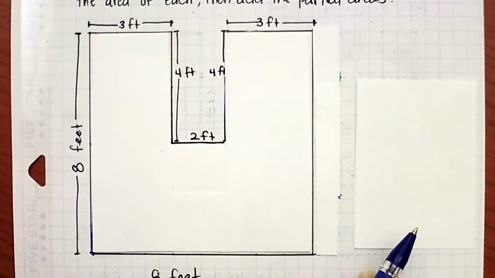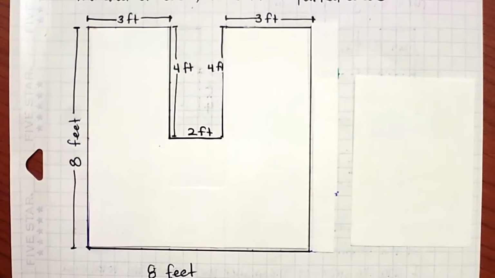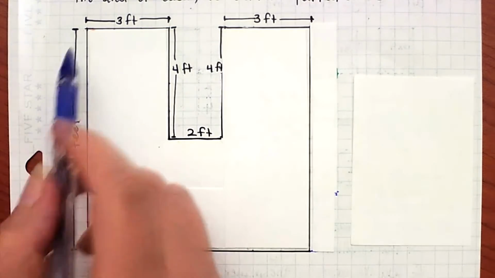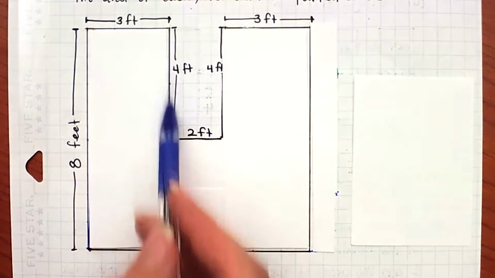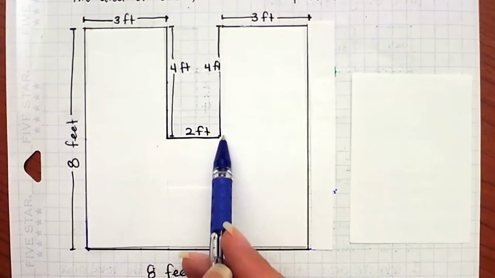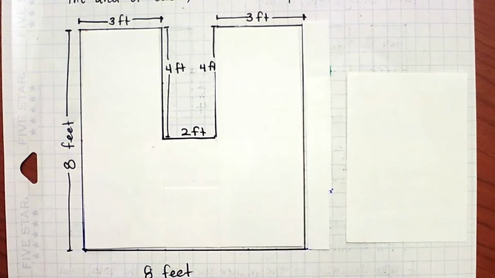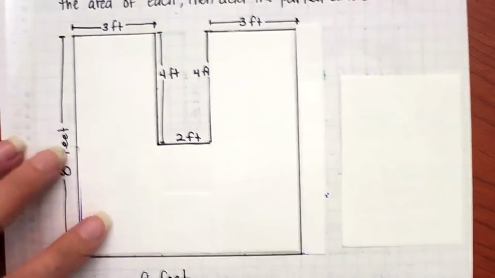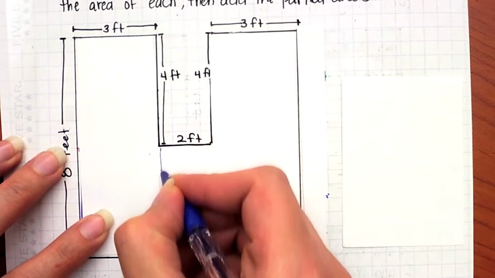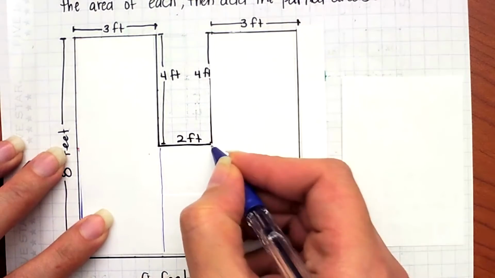So this was our whole putting green, right? 8 feet on the bottom side, 8 feet across, 3 feet here, 4 feet down. This measured 2 feet, this measured another 4 feet, and then 3 feet. Now, if I wanted to cut this shape, I can cut it more than one way. If I want, I can cut it down this way.